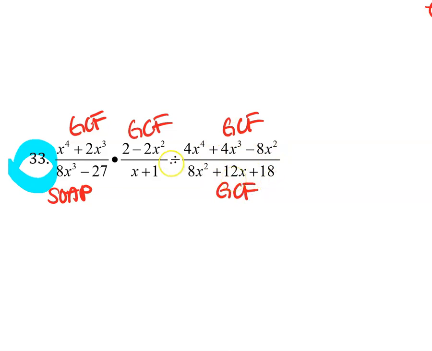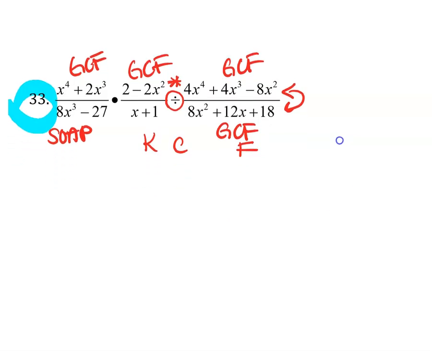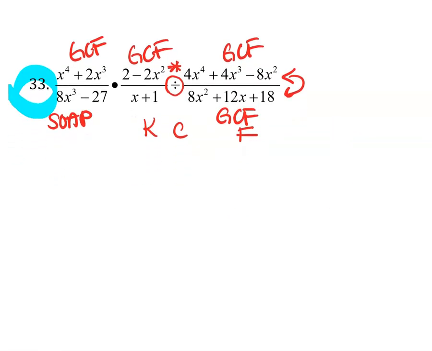Now remember, whenever we do division, we're going to change it to multiplication, but then flip the second fraction. That's where we do keep, change, flip. All right, so there's a lot of stuff going on in this problem. So let's just start factoring.